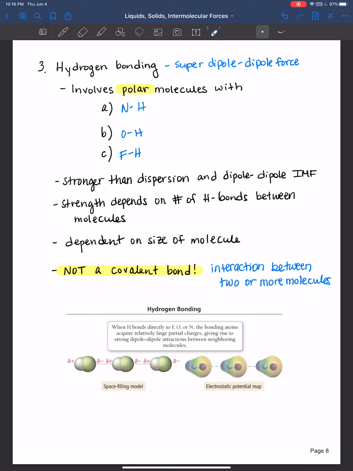And because of this, if you have these bonds present, then the bonding atoms acquire relatively large partial charges, right? So their permanent dipoles are pretty strong here, right? Like the charge separation is apparent between the hydrogen and the fluorine. Same goes if you had hydrogen, oxygen, hydrogen, nitrogen, right? And because of that, that means that this dipole-dipole intermolecular force is a very strong force. And in fact, that's why it's distinguished as hydrogen bonding.